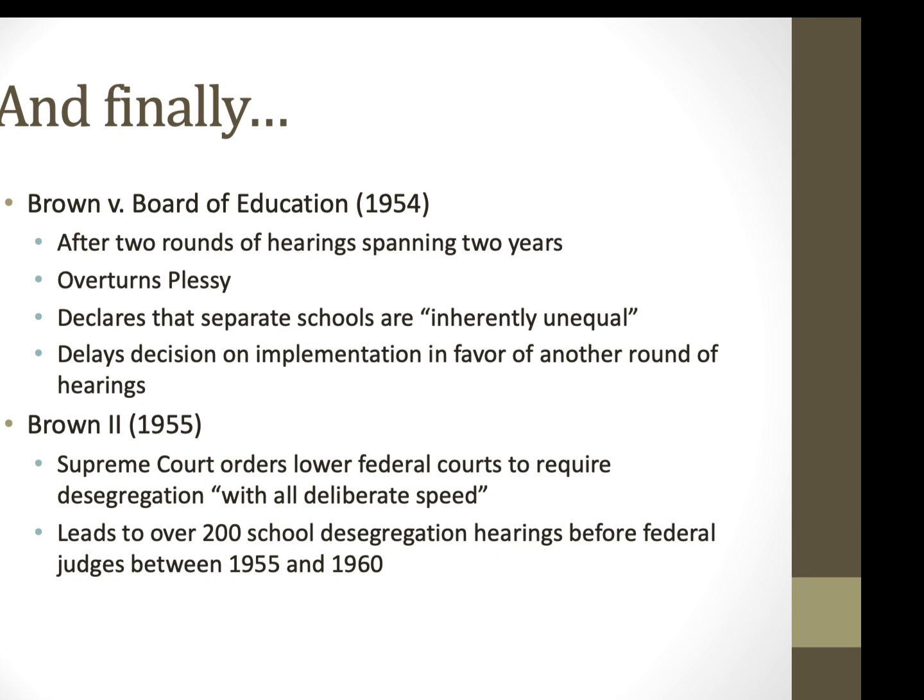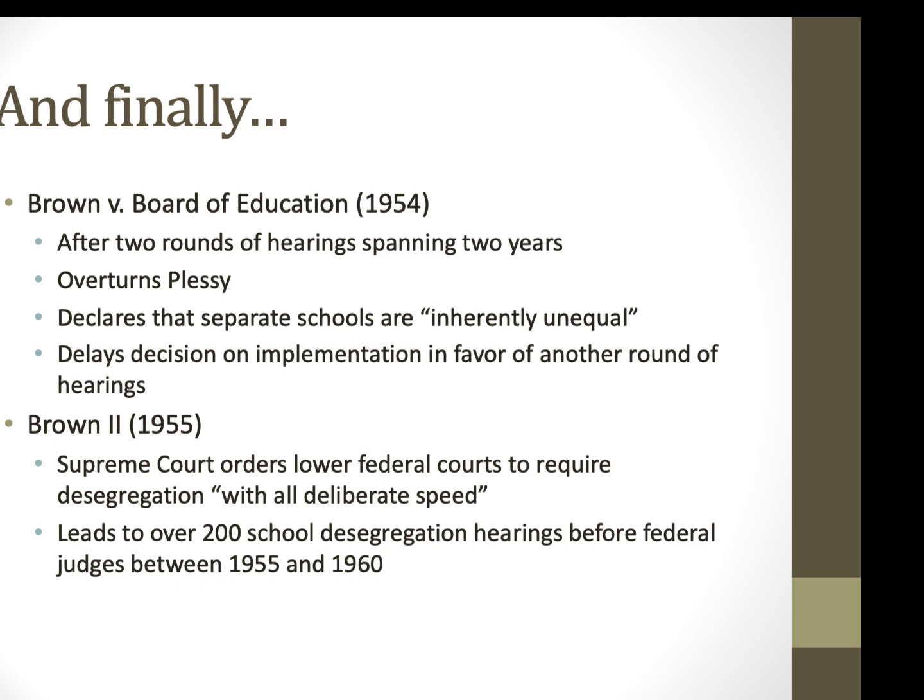So the big seminal case in shifting from segregation to desegregation was Brown versus the Board of Education in 1954, which took 2 years to decide and overturned the earlier Plessy rule, declaring that separate schools are inherently unequal. And when they finally did decide on implementation, how are we going to desegregate schools, they insisted that lower federal courts require desegregation with all deliberate speed. And one of the big ways of doing that was busing.